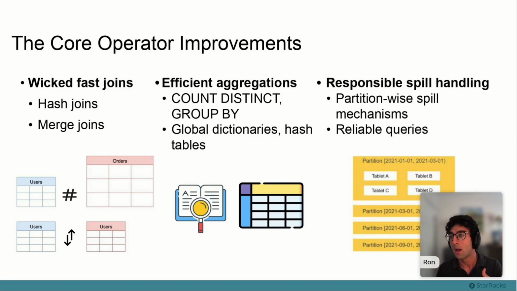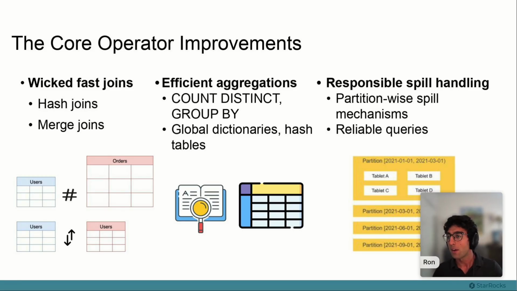And third, which I would argue is one of the most important, is we're more responsive at spill handling to the disk now. So in the situation where your queries exceed memory limits, maybe you get out of memory errors, you're going to be getting much less of that because the new partition-wise spill mechanisms minimize a lot of the I/O and help make your queries perform reliably as your memory needs increase.